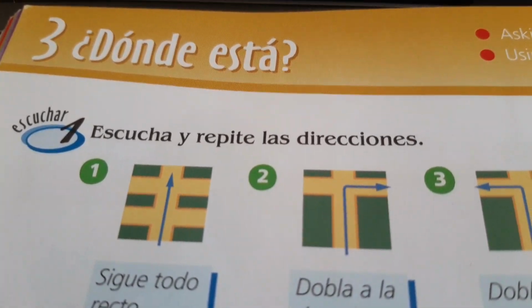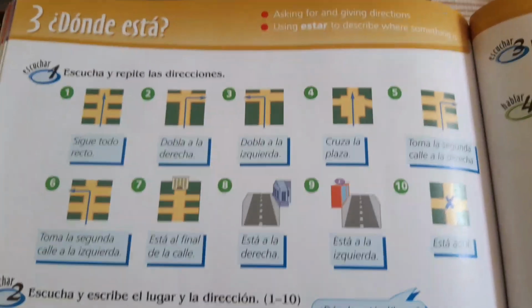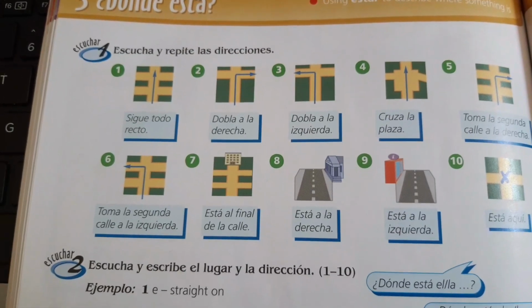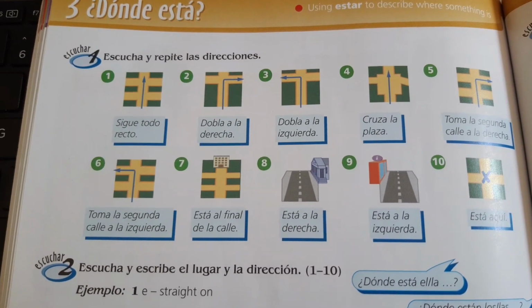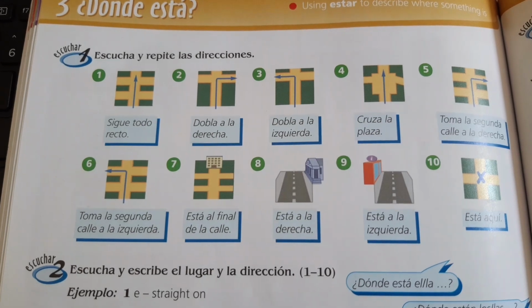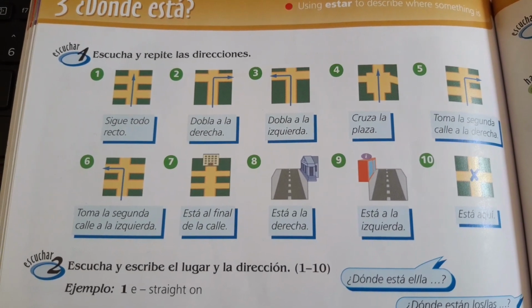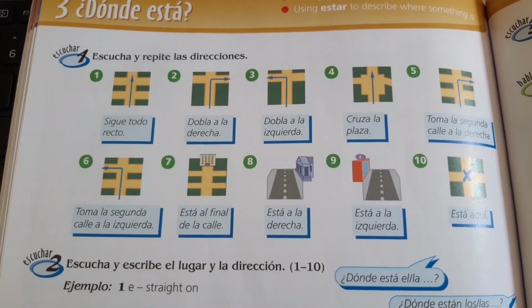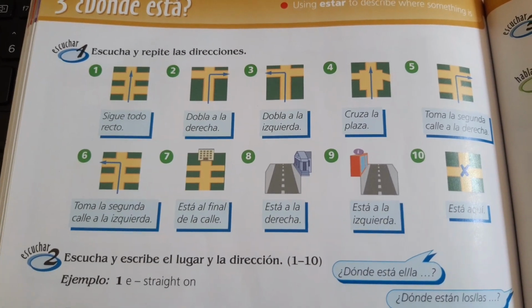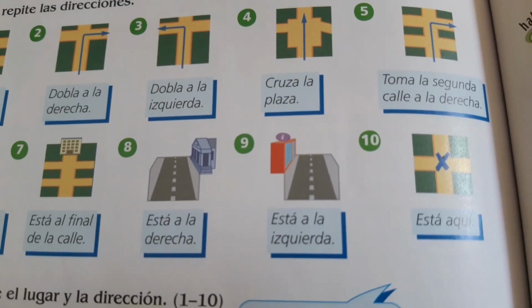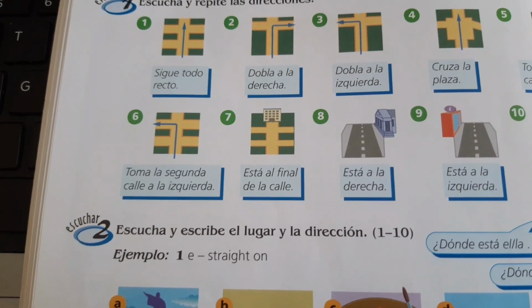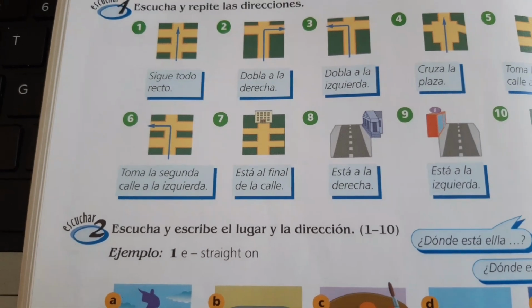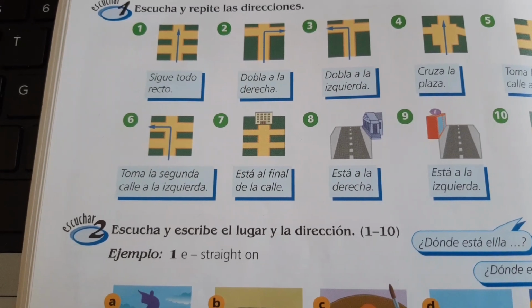Some of the directions then that you will give when you are asked where something is would include the following. Sigue todo recto, go straight on. Dobla a la derecha, turn right. Dobla a la izquierda, turn left. Cruza la plaza, cross the square. Toma la segunda calle a la derecha, take the second street on the right. Toma la segunda calle a la izquierda, take the second street on the left.